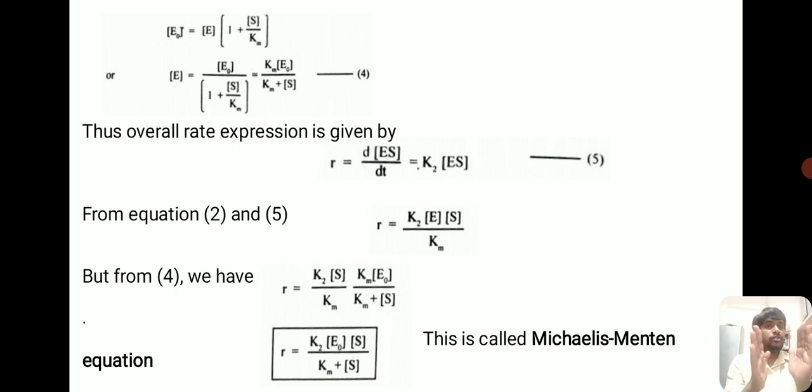From equation numbers 2 and 5 you can observe this. But from equation number 4, we have R is equal to K2 into the concentration of S over Km into Km times the concentration of E naught over Km plus the concentration of S. So R is given by K2 into the concentration of E naught into the concentration of S over Km plus the concentration of S. This is what is called the Michaelis-Menten equation.